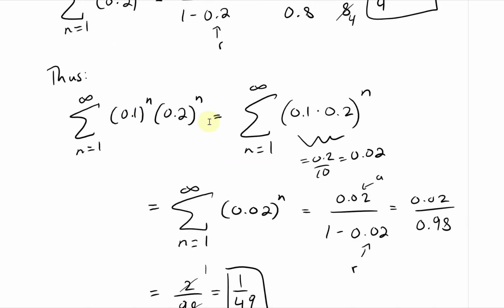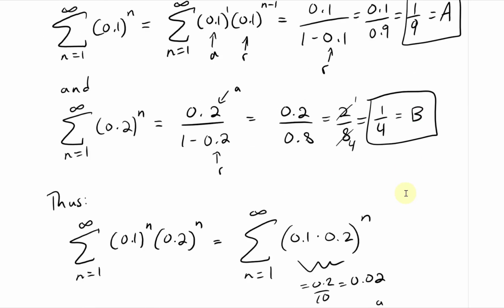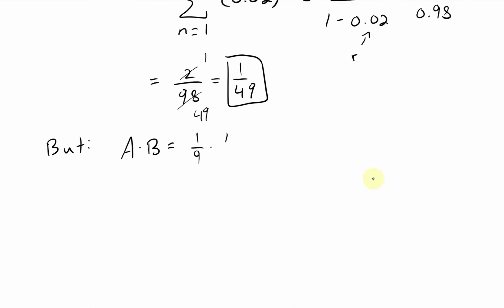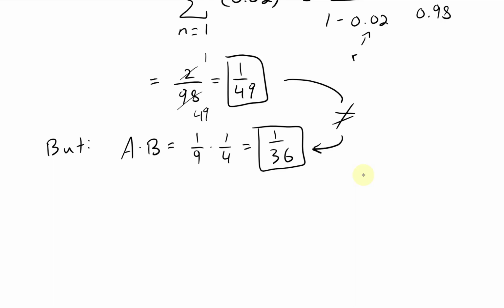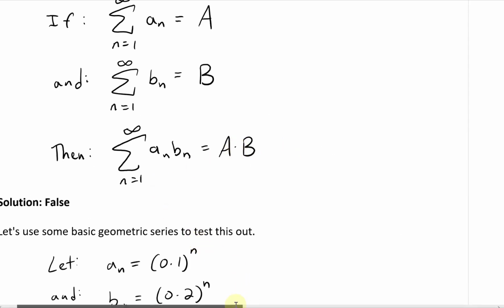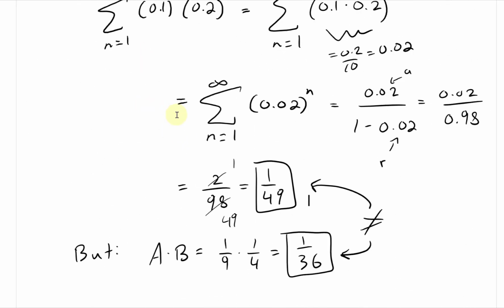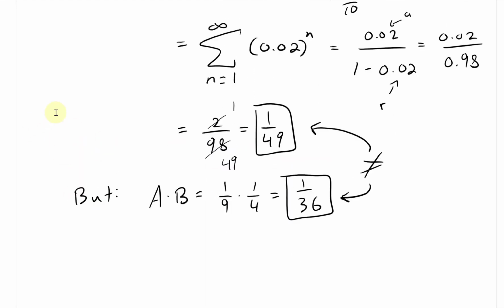All right, so that is what this multiplication equals. But now if we do a times b, we know a is 1 over 9 and b is 1 over 4. 1 over 9 times 1 over 4 equals 1 over 36. And these two are not equal to each other. So hence it is false. It's not always the case. You can't just do this, so that's not a theorem, that's just a false statement, because it doesn't have to be true, as this example shows. So it's very, very interesting stuff.